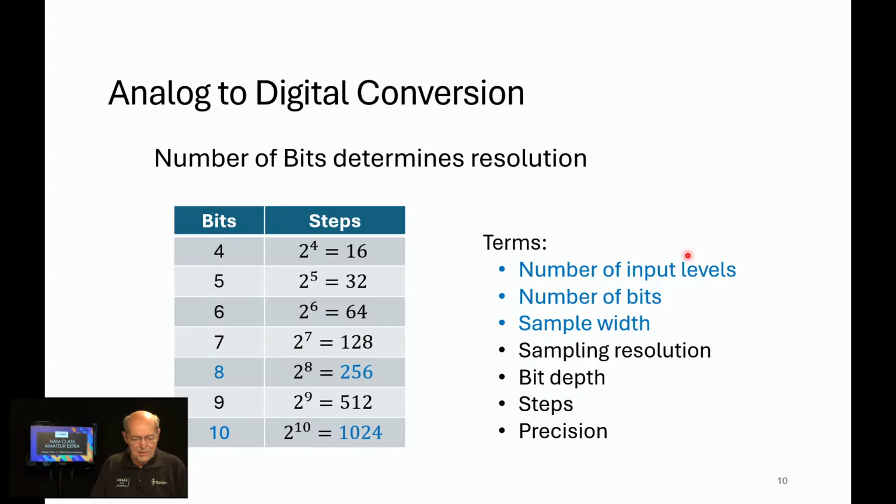Now, the terms that are applied, I put down everything I could think of here, and these all mean the same thing, all right? But they're worded differently in our pool, so I didn't want that to trip you. The number of input levels corresponds to the number of bits that we're sampling, or the number of bits, sample width, sampling resolution, bit depth, steps, and precision. These are all words that pretty much refer to the same thing.